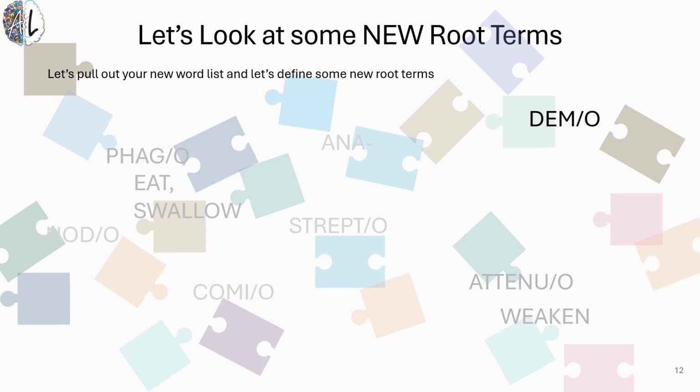Next up is the root term demo. Demo, what does demo refer to? Okay, demo refers to people or a population. Think democracy.